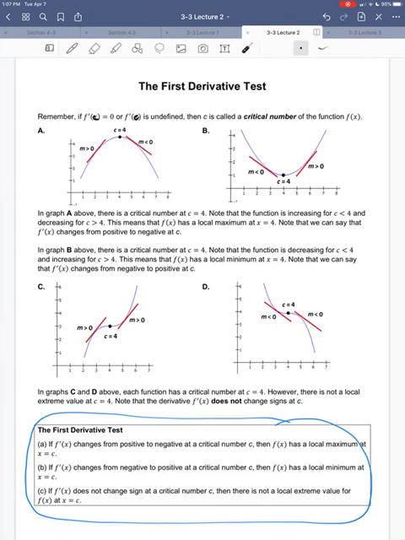If f prime of x changes from positive to negative at a critical number c, then it has a local maximum. If f prime of x changes from negative to positive, then it has a local minimum. If it does not change sign, then there's not a local extreme value, or a local extremum, at that critical number.